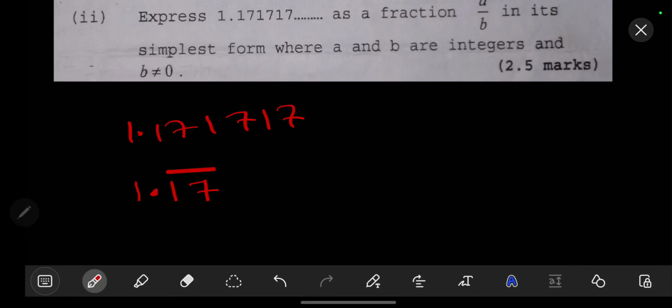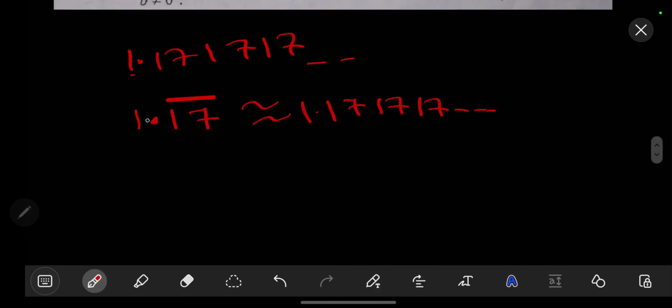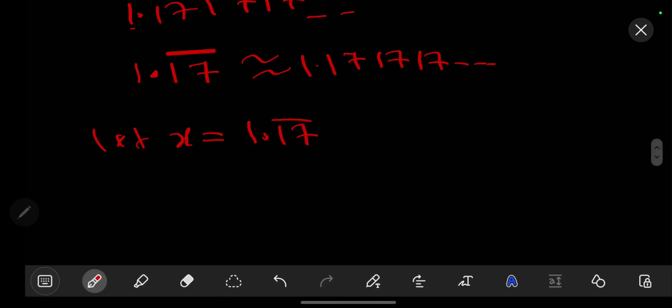So this is the same as this number. It is the same as 1.17 with the bar, which means the 17 is repeating like that. So the value continues like that. So we can write it in this form and say we are going to let x be equal to this value 1.17 bar. Then the next stage is that we can just skip. All we want is the repeating unit after the decimal point.